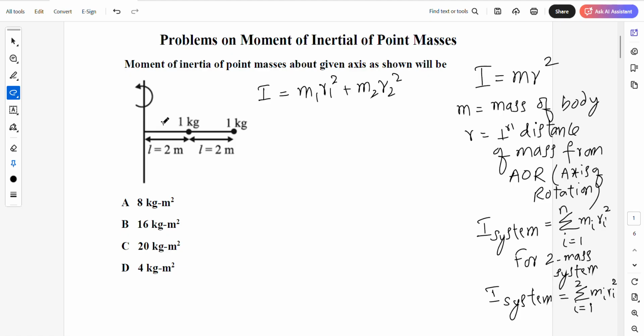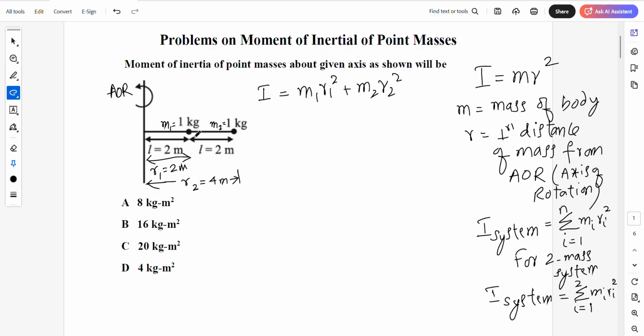How much is M1? M1 is equal to 1 kg. How much is M2? M2 is equal to 1 kg. Now what is R1? R1 is nothing but the perpendicular distance of mass from axis of rotation. This is the axis of rotation. So this is at a distance of R1. R1 is equal to 2 meter, and from this axis of rotation, R2 is equal to 2 plus 2, that is equal to 4 meter.